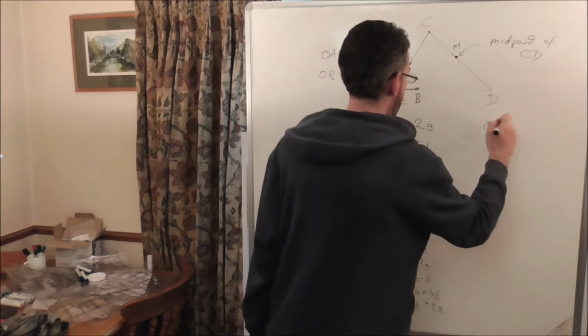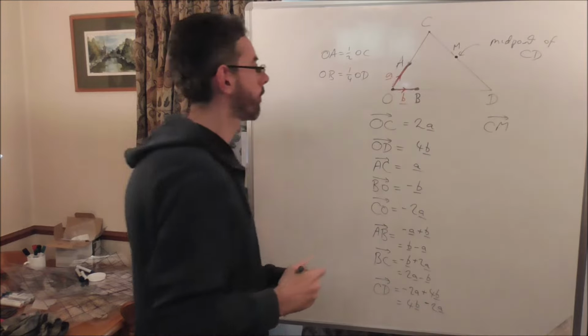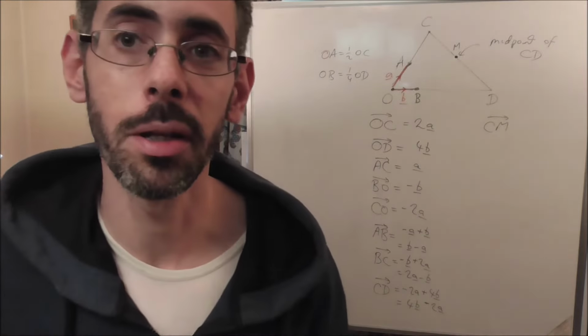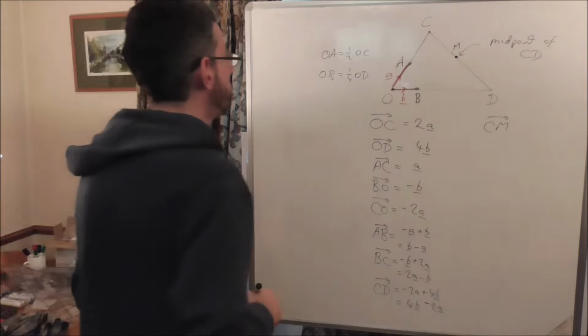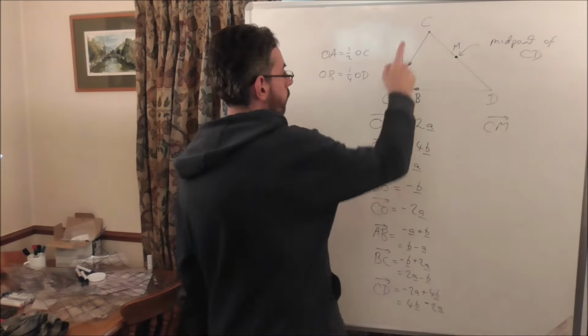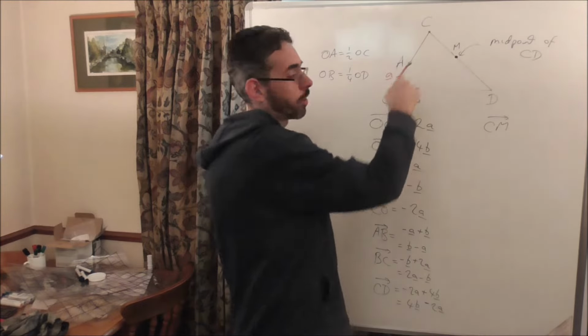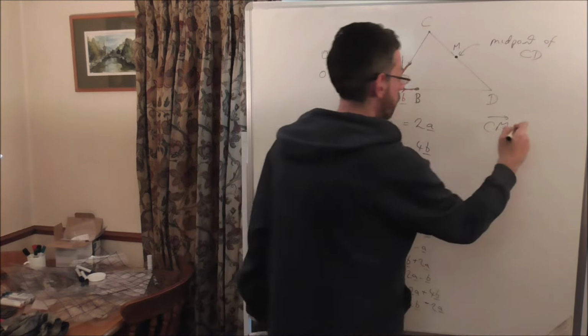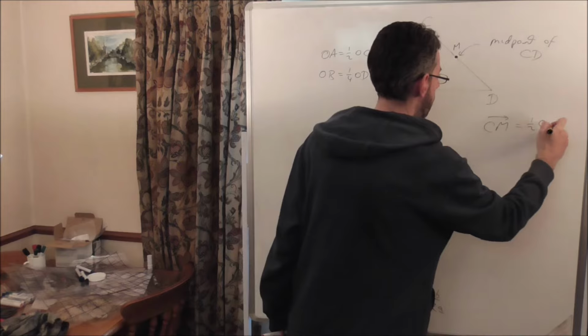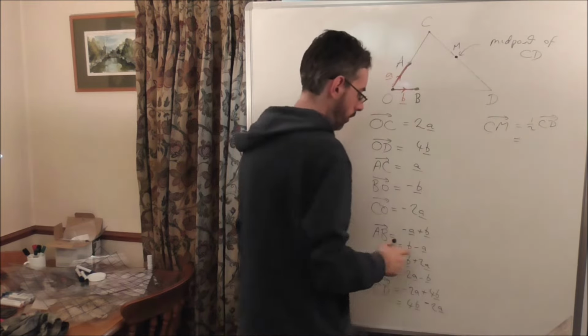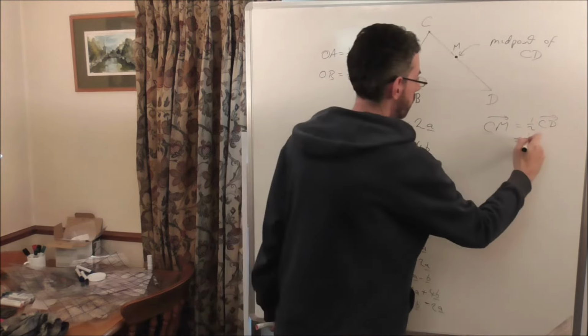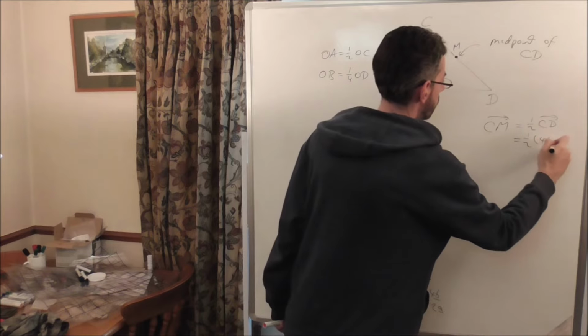So let's do C to M. What's that in terms of little a and little b? Well, we know what C to D is. C to D is just 4B minus 2A. C to M is just half that journey. So it's just half the journey C to D. So it's just half of 4B minus 2A.